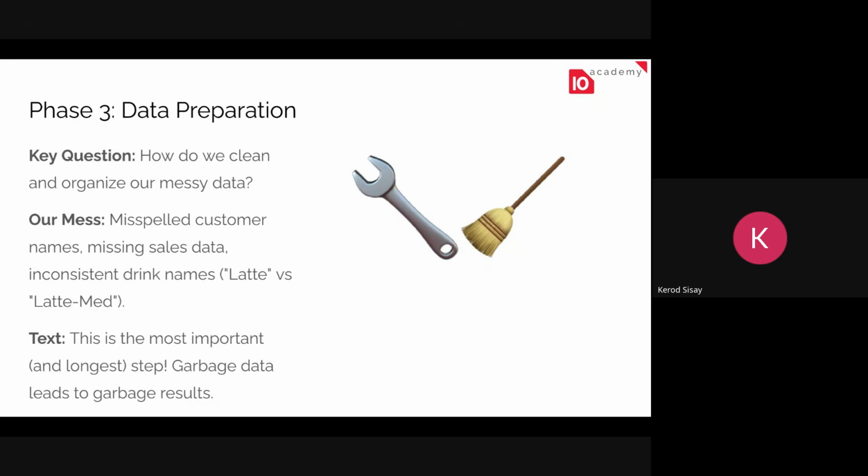So how do we clean and organize our data? We might have misspelled customer names, missing sales data, or inconsistent data names. So we have to clean this data to have better data. This is the most important part, and it takes the longest part of our time. Garbage data leads to garbage results, so we need clean data.